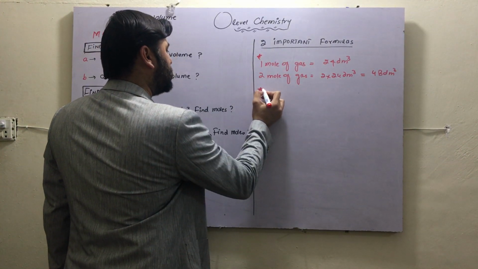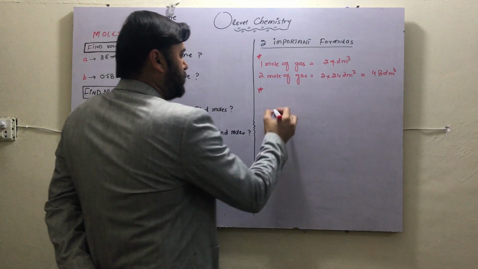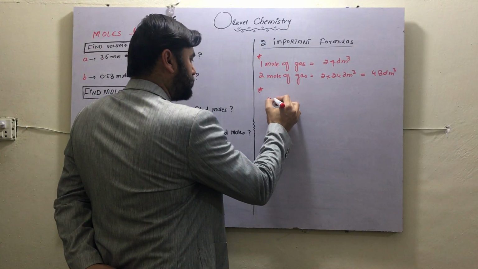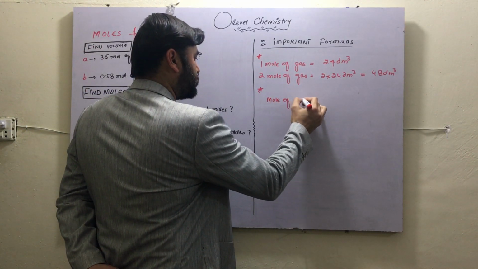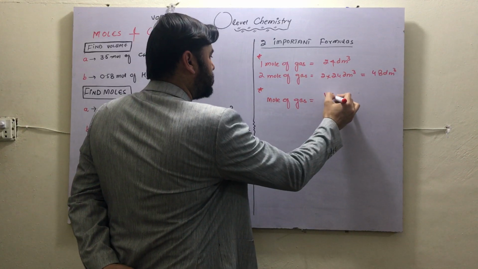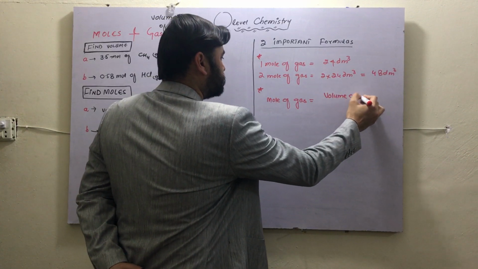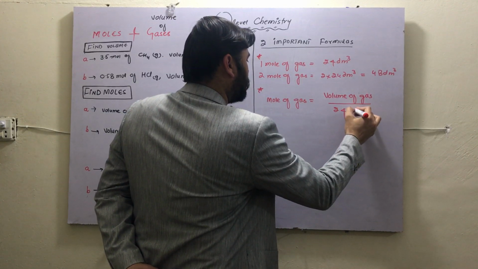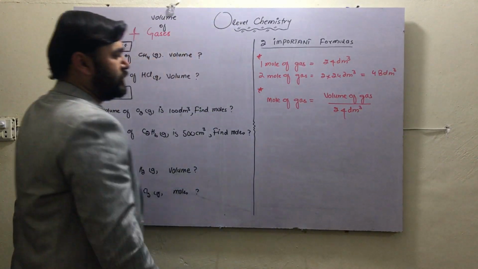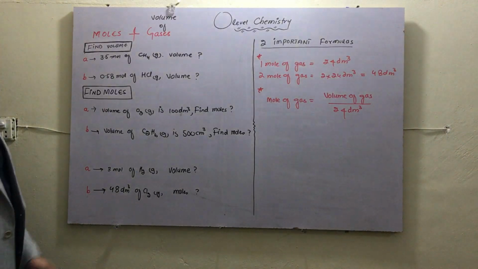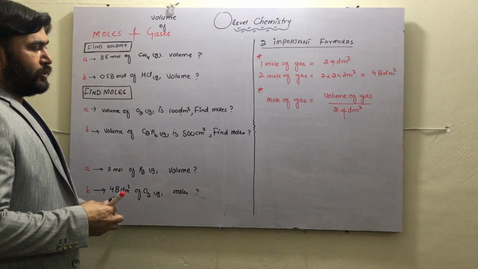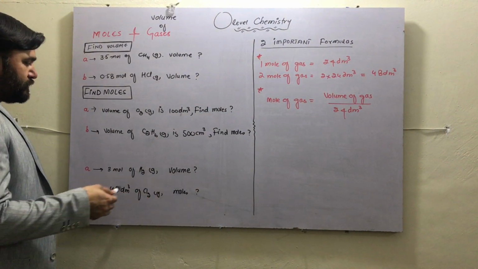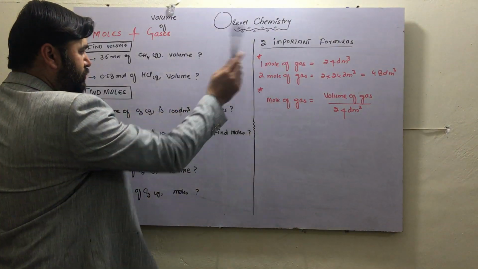And the second formula is also very easy. Mole of gas is equal to volume of gas divided by 24 dm cube. So these two formulas will be applied on these questions, and you will get the answer. You can solve these questions by these formulas.